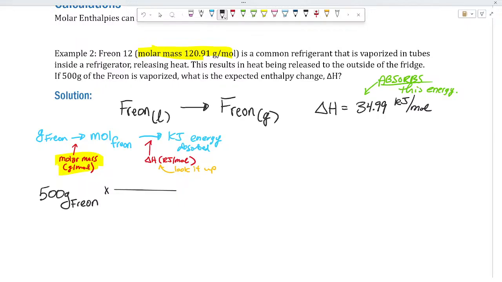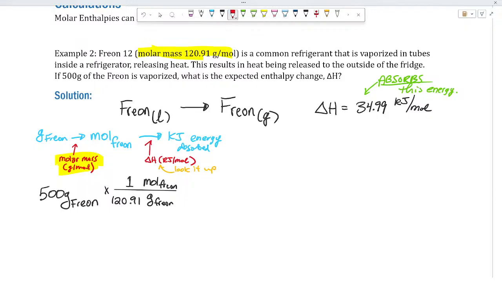So this is going to be our dimensional analysis. Start with grams. We don't want to talk about grams. We want to talk about moles. Then we'll say we don't want to talk about moles. We want to talk about kilojoules of energy. So if I don't want to talk about grams, where do I put it in the next fraction? On the bottom. What do I want to talk about at this stage? Moles of Freon. Do we have a number for that? Do we know how many moles are in a gram or how many grams are in a mole of Freon? Yes. Okay, what is it? 1 mole has 120.91 grams.